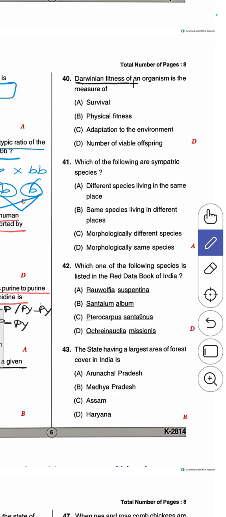Darwinian fitness of an organism is the measure of the number of viable offspring. Fitness, survival of the fittest, struggle for existence, these are the theories given by Darwin. Here they have given regarding Darwinian fitness. This fitness of an organism is measured by the number of viable offspring. So the capacity to produce young ones which are viable will be considered as Darwinian fitness. So D is the right answer.